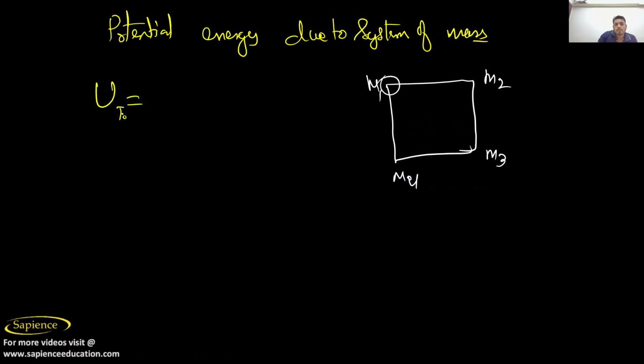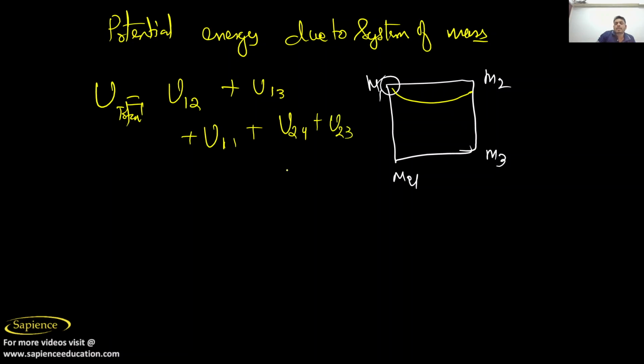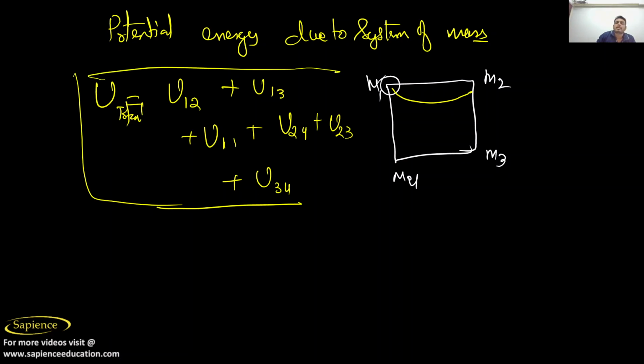See here, U total is equal to the potential energy between bodies of mass m1 and m2, plus that of masses m1 and m3, plus that of masses m1 and m4. Now the potential energy of masses 2 and 4, masses 2 and 3, plus masses 3 and 4. If you get each and every pair's potential energy and add them, you will directly get the total potential energy.